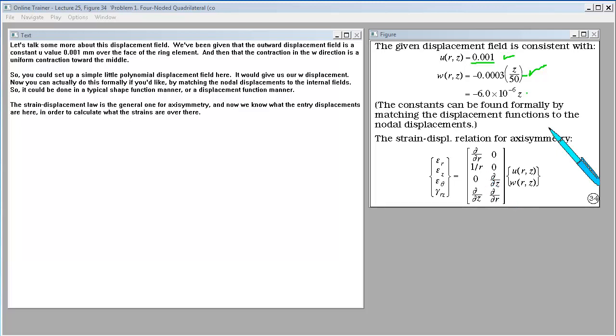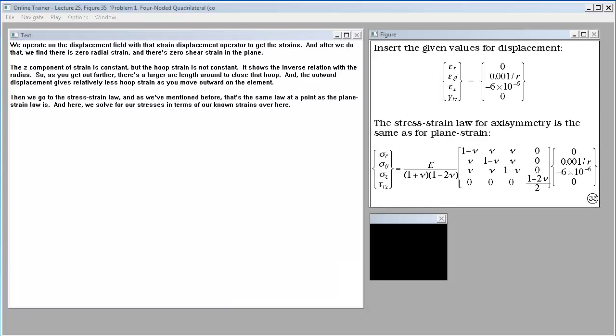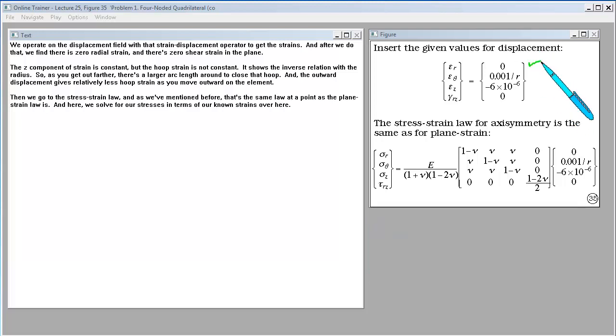The strain displacement law is the general one for axisymmetry, and now we know what the entry displacements are here in order to calculate what the strains are over there. We operate on the displacement field with that strain displacement operator to get the strains. And after we do that, we find there is zero radial strain and there's zero shear strain in that plane. The Z component of strain is constant, but the hoop strain is not constant. It shows the inverse relation with the radius. So as you get out farther, there's a larger arc length around to close that hoop, and the outward displacement gives relatively less hoop strain as you move outward on the element.